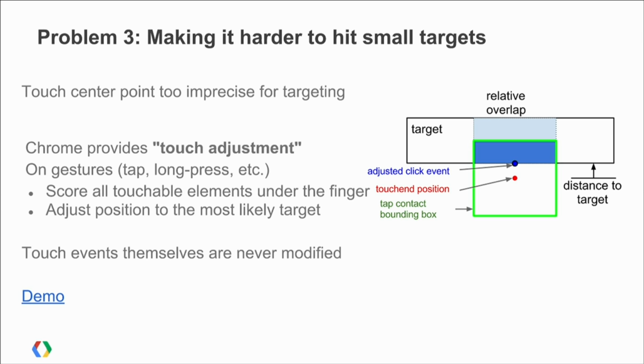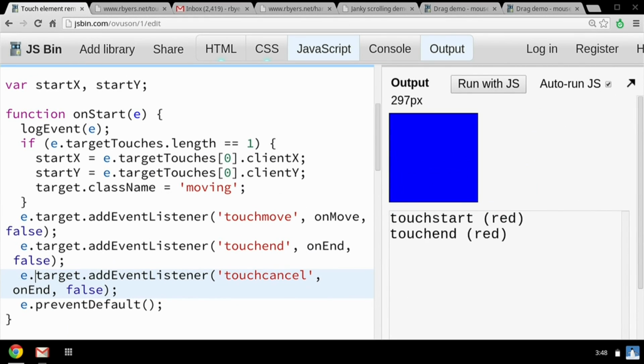And we pick the one with the highest score, and then we adjust the touch. We don't change the raw touch events. Touch events are a low-level API. We don't want to muck with those. But for the compatibility mouse events, we'll shift them. We'll change what element is targeted, and we'll change their coordinates so that it actually gets delivered to what we think the user is trying to touch. Let me show you that in a demo.